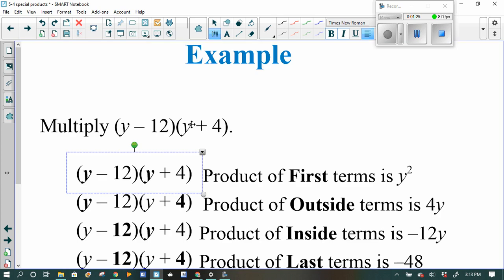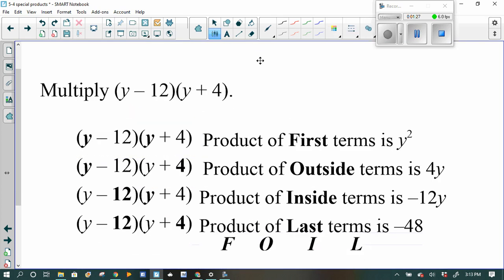All right, so let's look at this one here, where we have y minus 12 times y plus 4. So we get, the first would be y times y. Outside would be y times 4. Inside would be negative 12 times y. And last would be negative 12 times 4. And again, you would add these two together. So 4 minus 12 would be negative 8y. So your answer to this one would be y squared minus 8y minus 48.